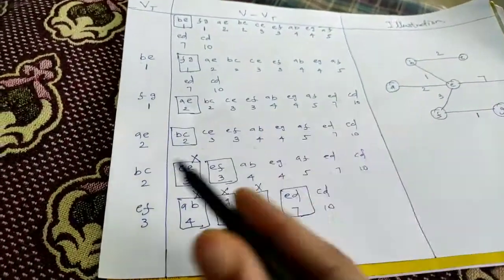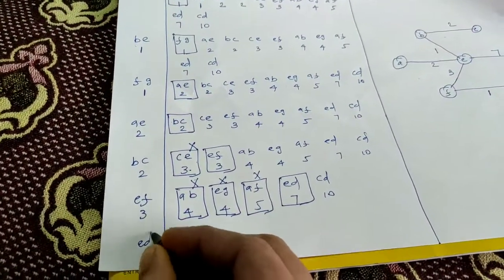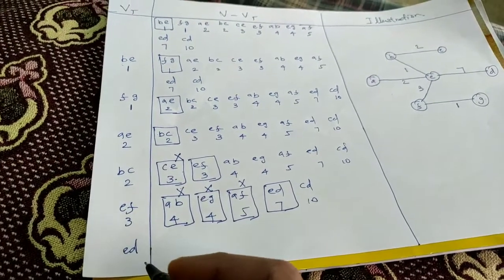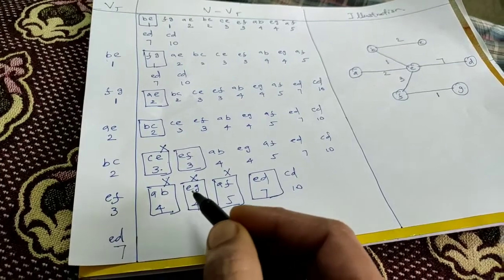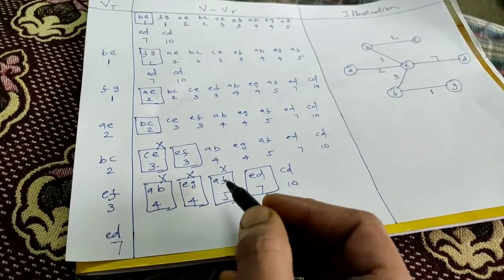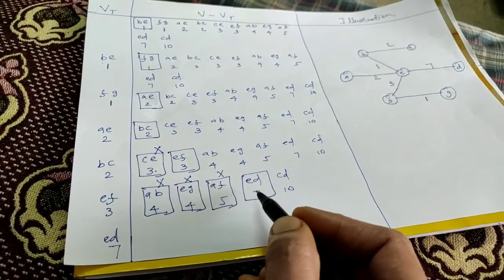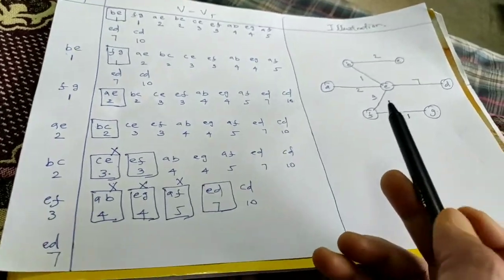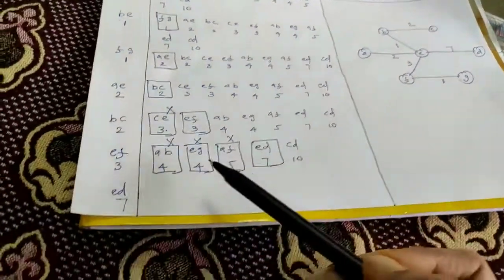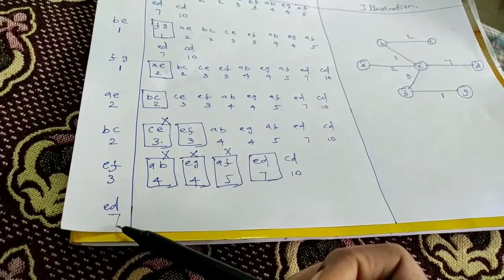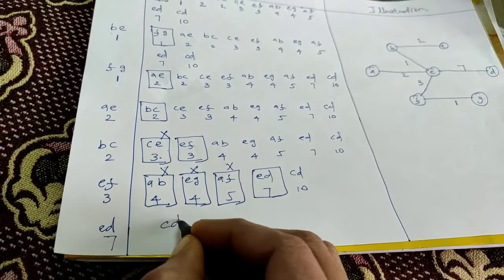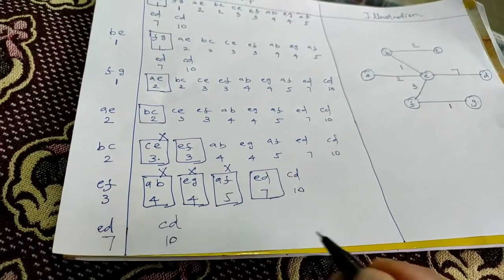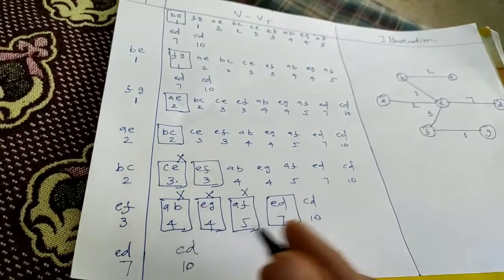Now I will bring that ED with 7. So this got discarded, this also got discarded, this also got discarded. This was not forming a cycle. I have included it in the spanning tree. I just got this ED to the tree vertex. Now the remaining edge I have is CD with 10. Now select this.